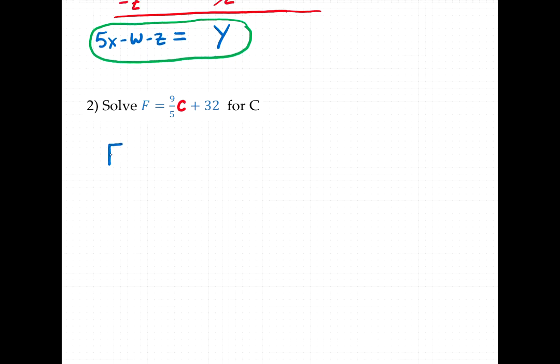Okay, so again, let me rewrite the problem. 9 over 5 times C plus 32. All right, so there's a 9, there's a 5, there's a 32. We need to eliminate these numbers on the right, or basically move those to the left. So let's deal with the plus 32 first. To get rid of that plus 32, we can subtract 32 from the right-hand side. And again, whatever we do to the right, we must do to the left.